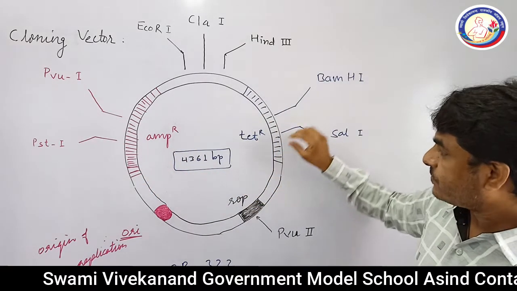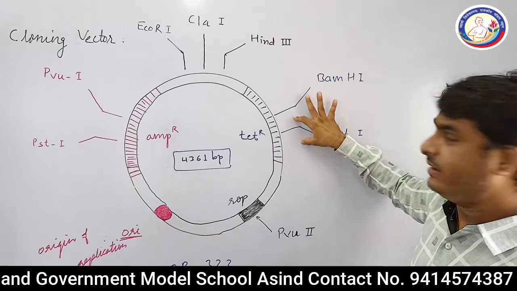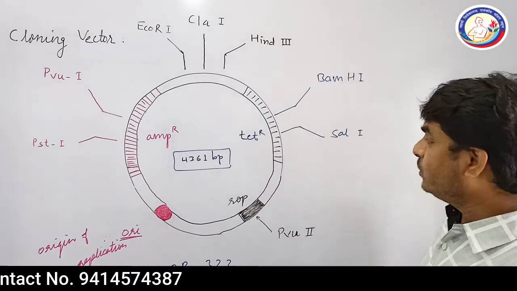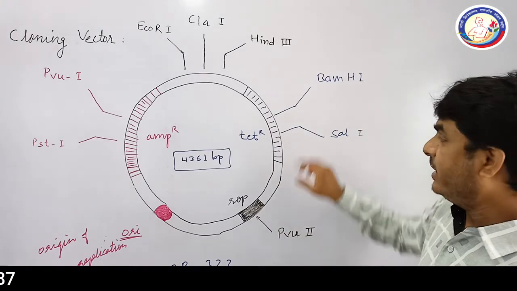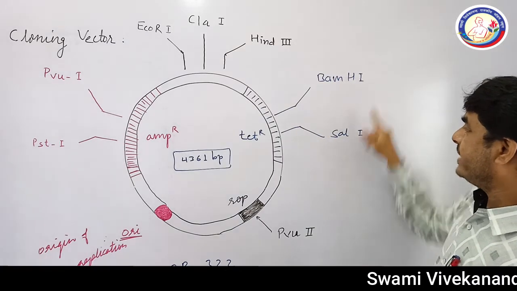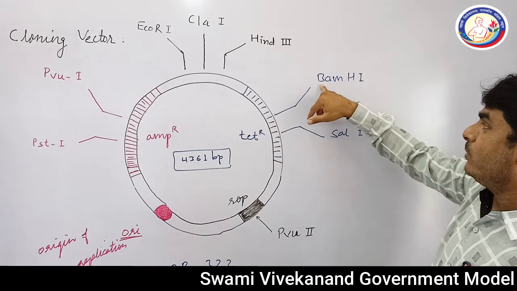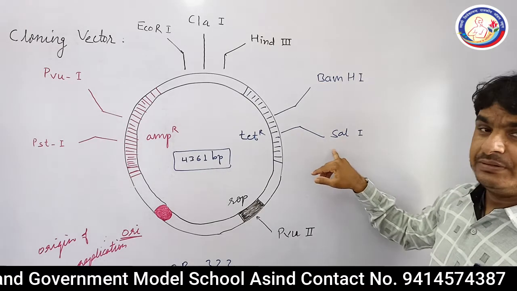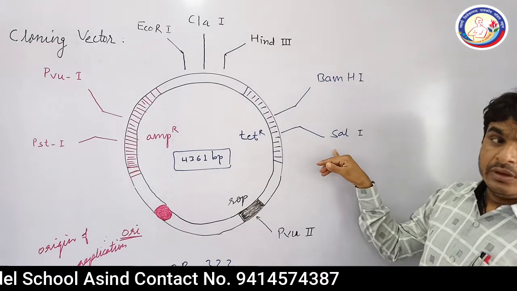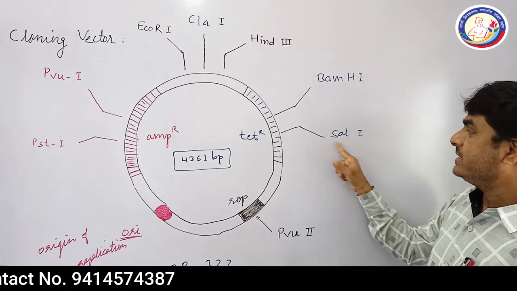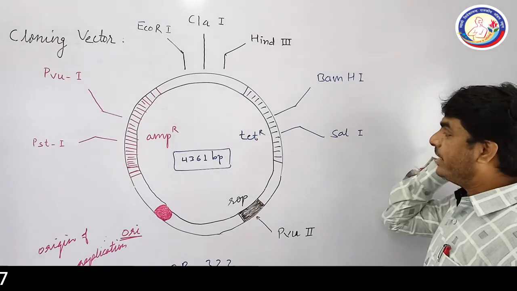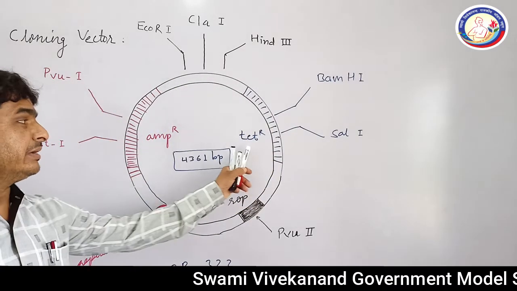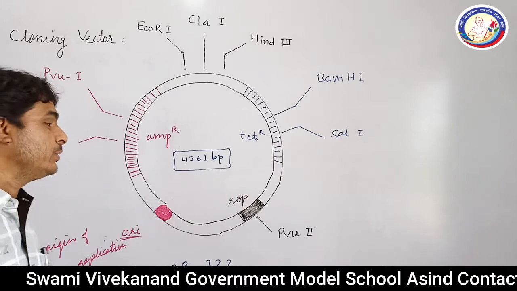On the other hand, if you want to insert the foreign DNA in the TETR gene, or you can say the tetracycline resistant gene, then you will have to cut its sequence by using BamHI and SalI. The full form of BAM is Bacillus amyloliquefaciens H first, and the other endonuclease used is Streptomyces albus I. So this is the name of the endonuclease enzyme SAL. So these are the selectable markers present in the pBR322.